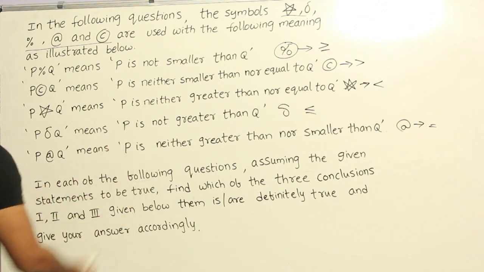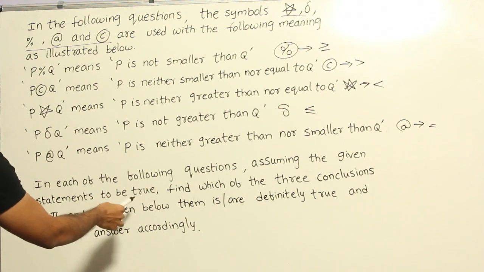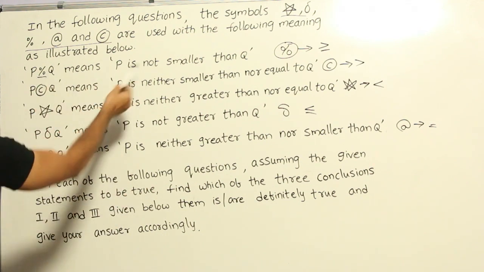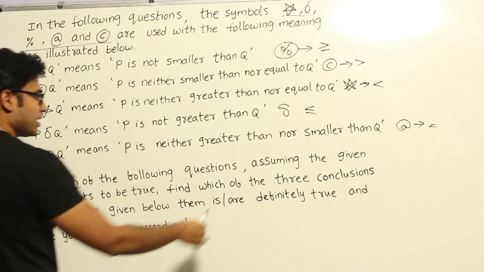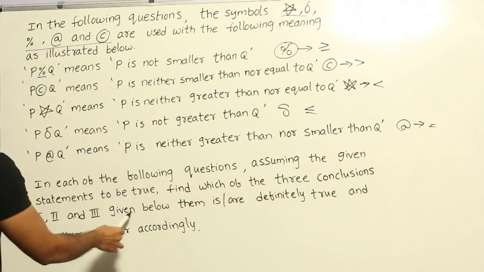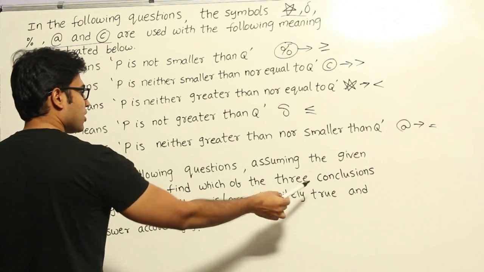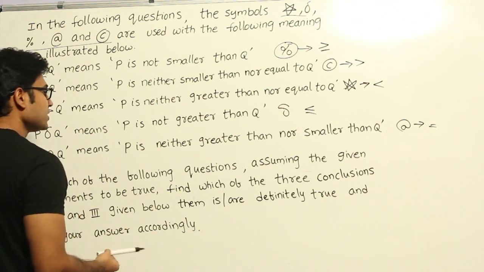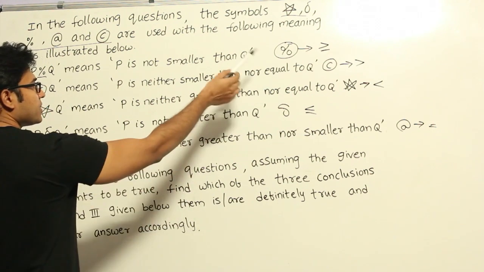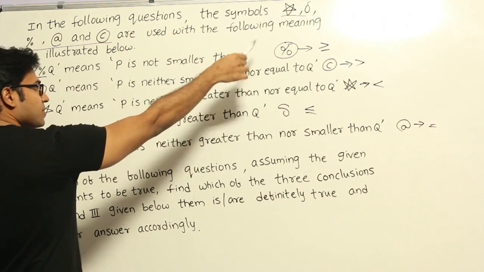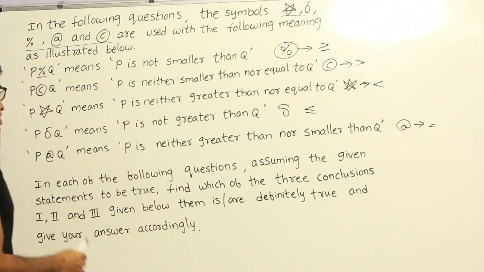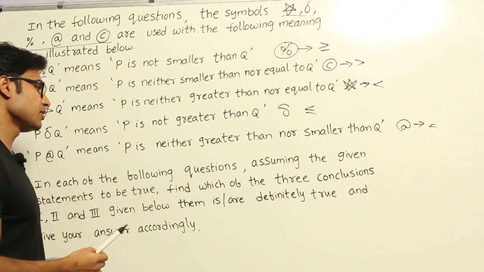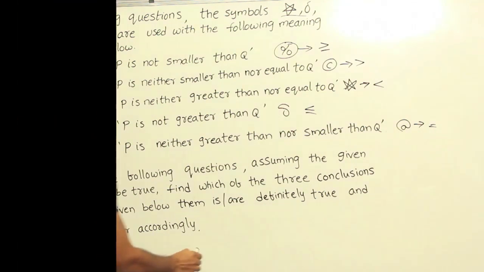Now in each of the following questions, assuming that the given statements are true, which means these symbols stand for this meaning, find which of the three conclusions 1, 2 and 3 given below is or are definitely true, and give your answers accordingly. They are going to give some statements followed by some conclusions. In those statements and conclusions you are supposed to replace these symbols by these relationships, and you have to see whether these conclusions actually follow or not, exactly the same way that we had done in the previous question. Let's see the questions now.